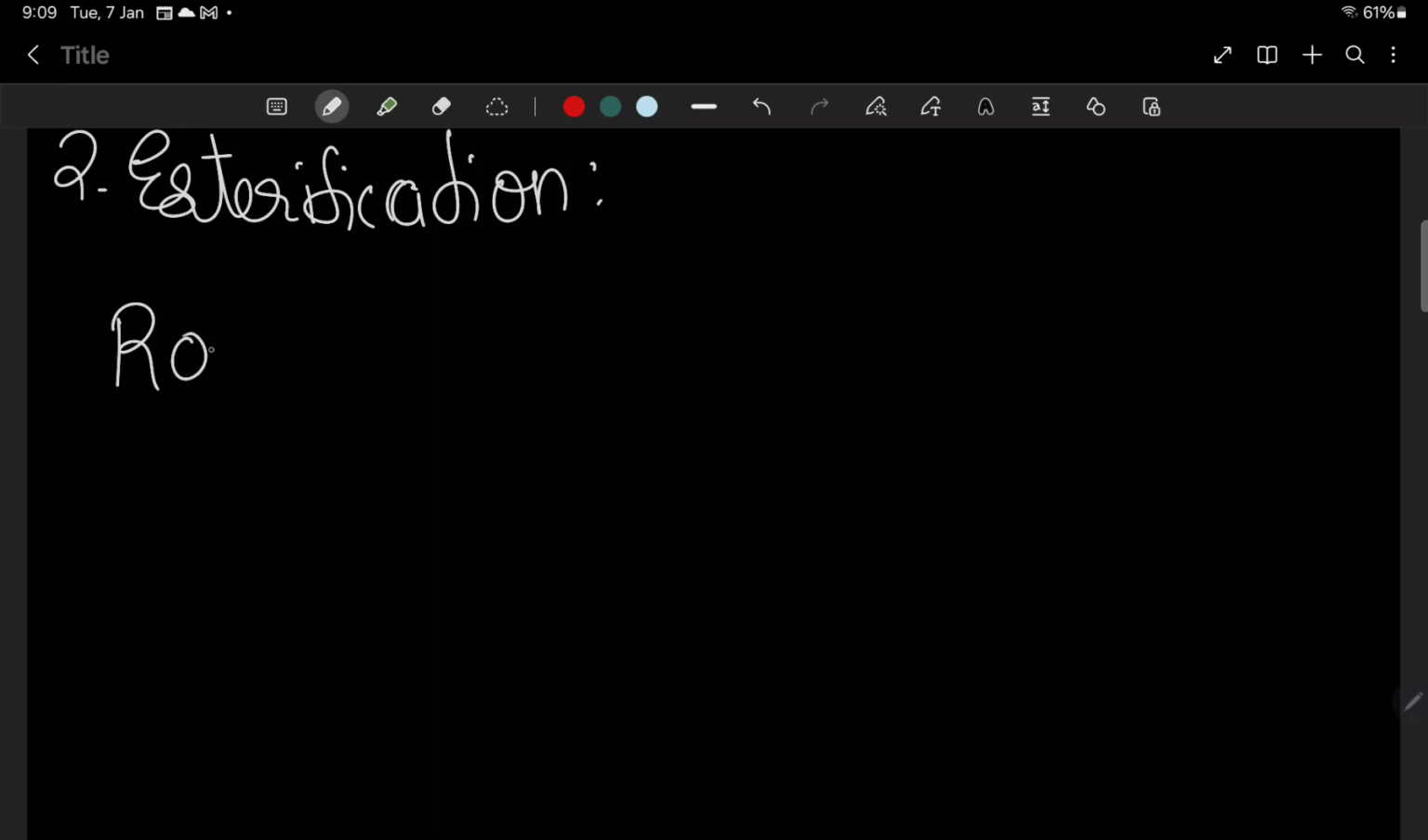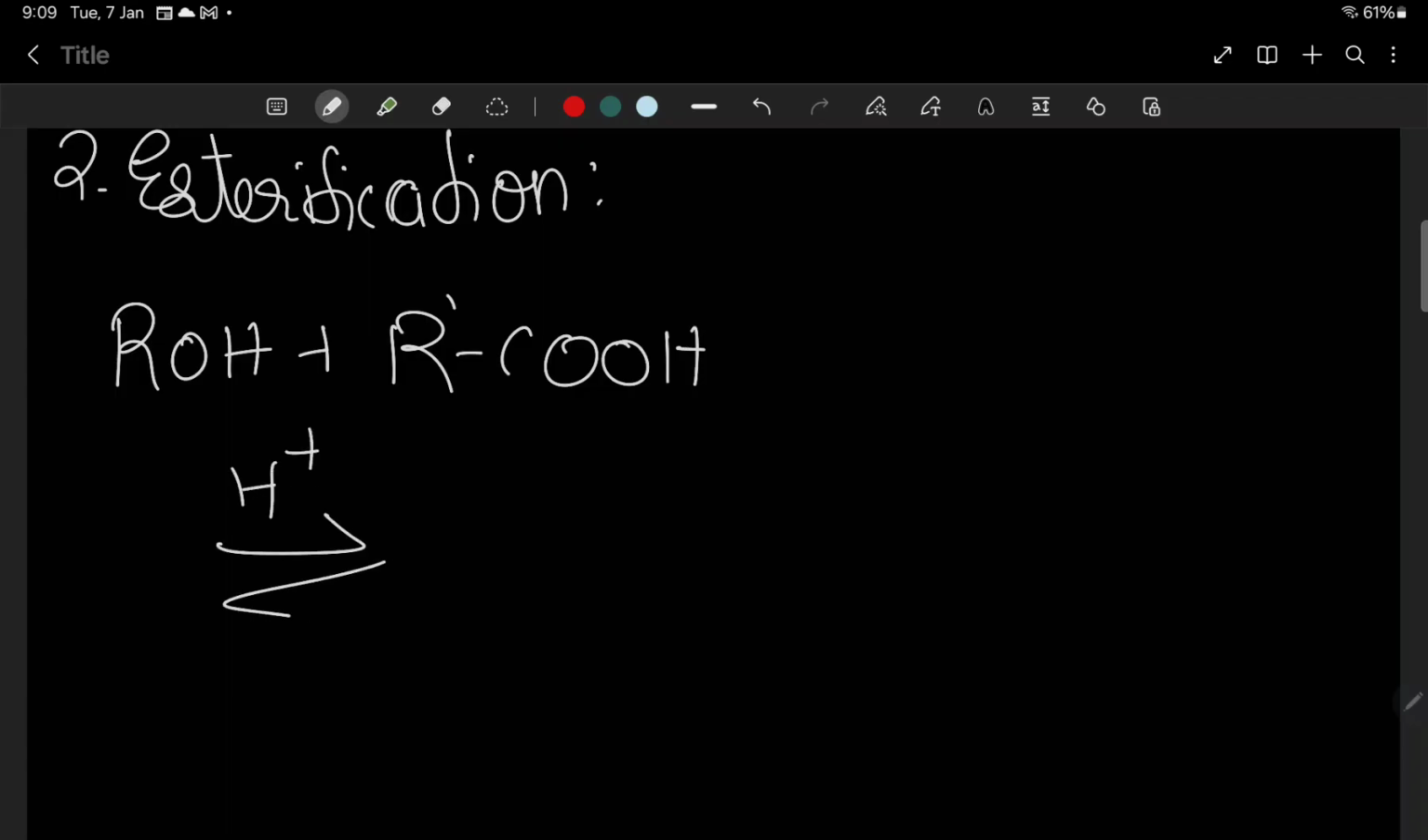That is ROH plus RCOOH, R dash COOH, anything, in acid. The reaction is acid catalyzed, don't forget. We get RCOOR dash plus H2O.